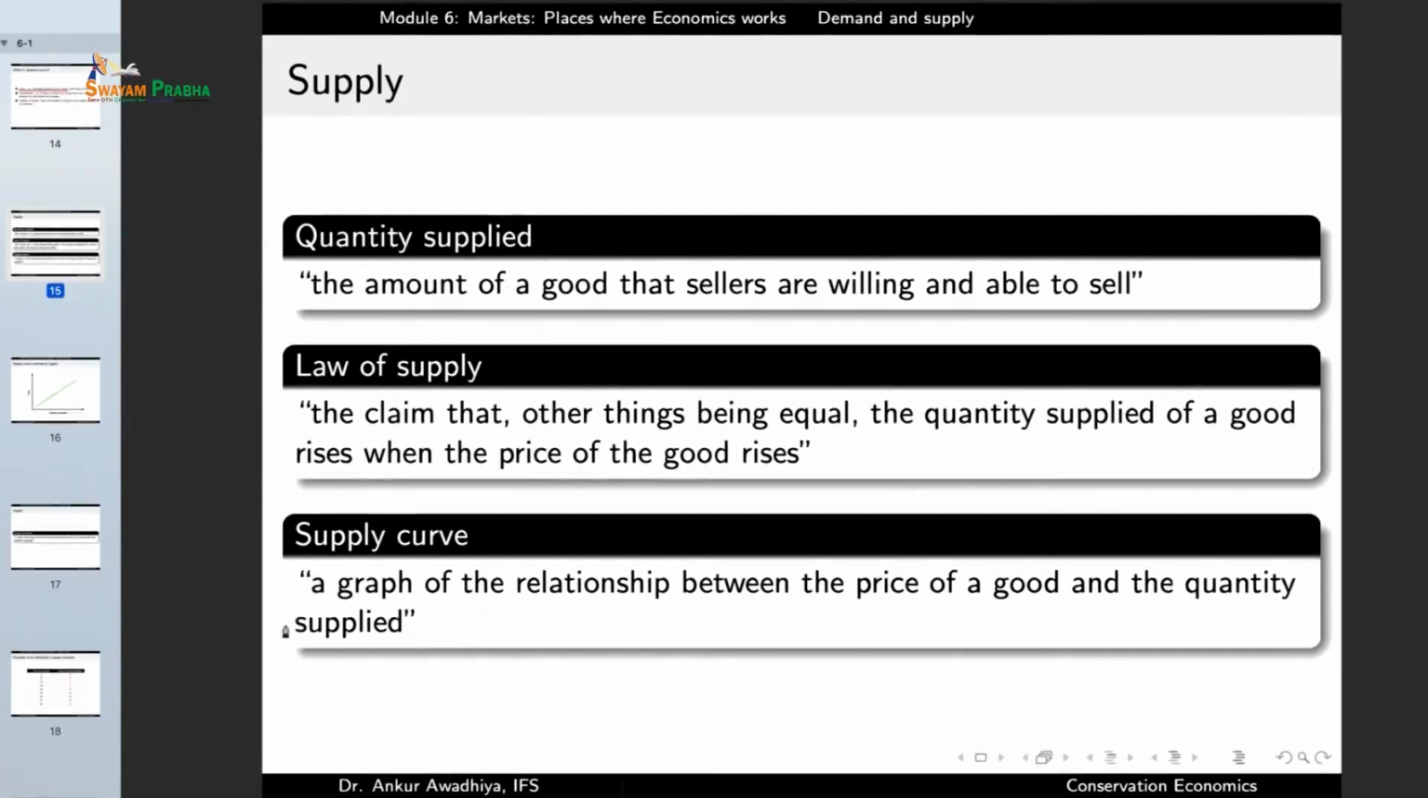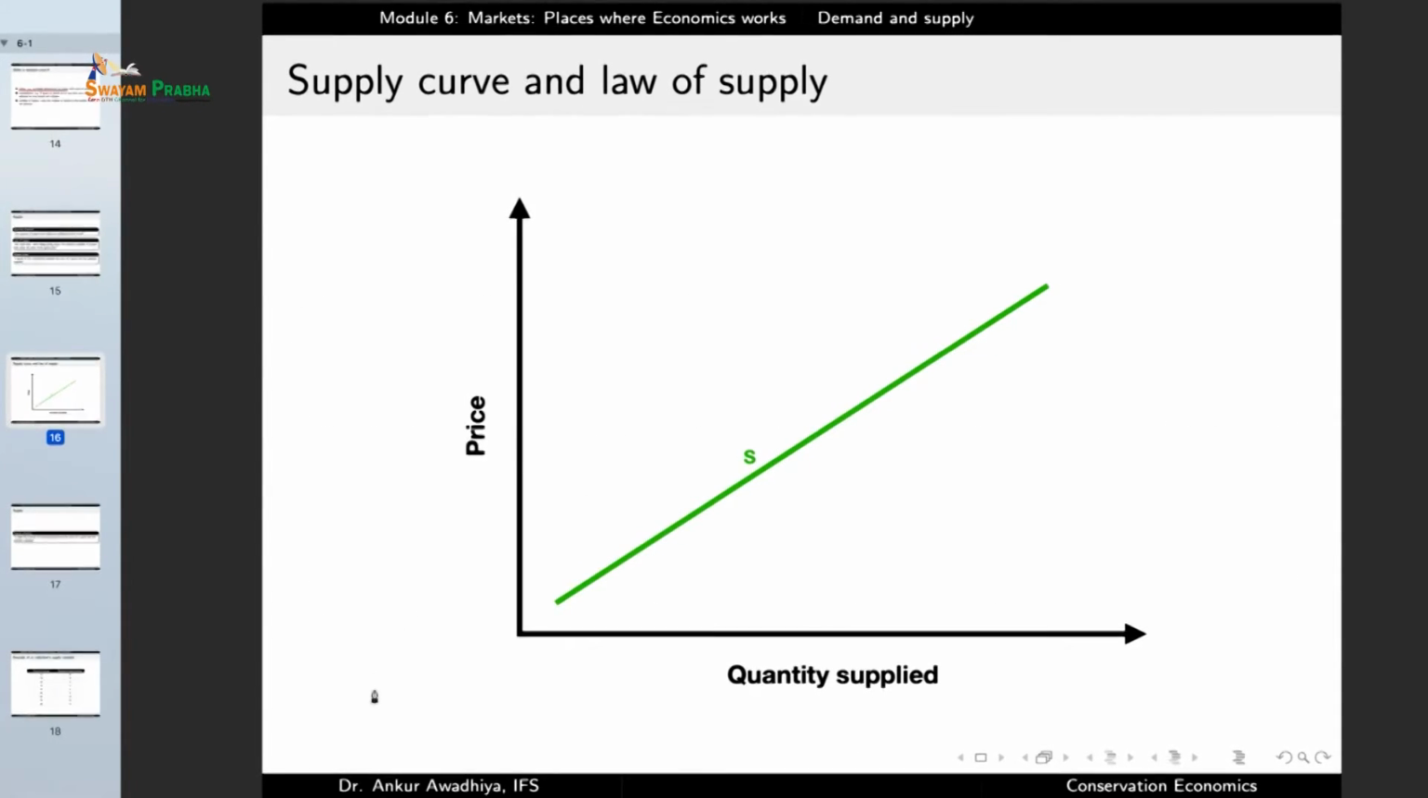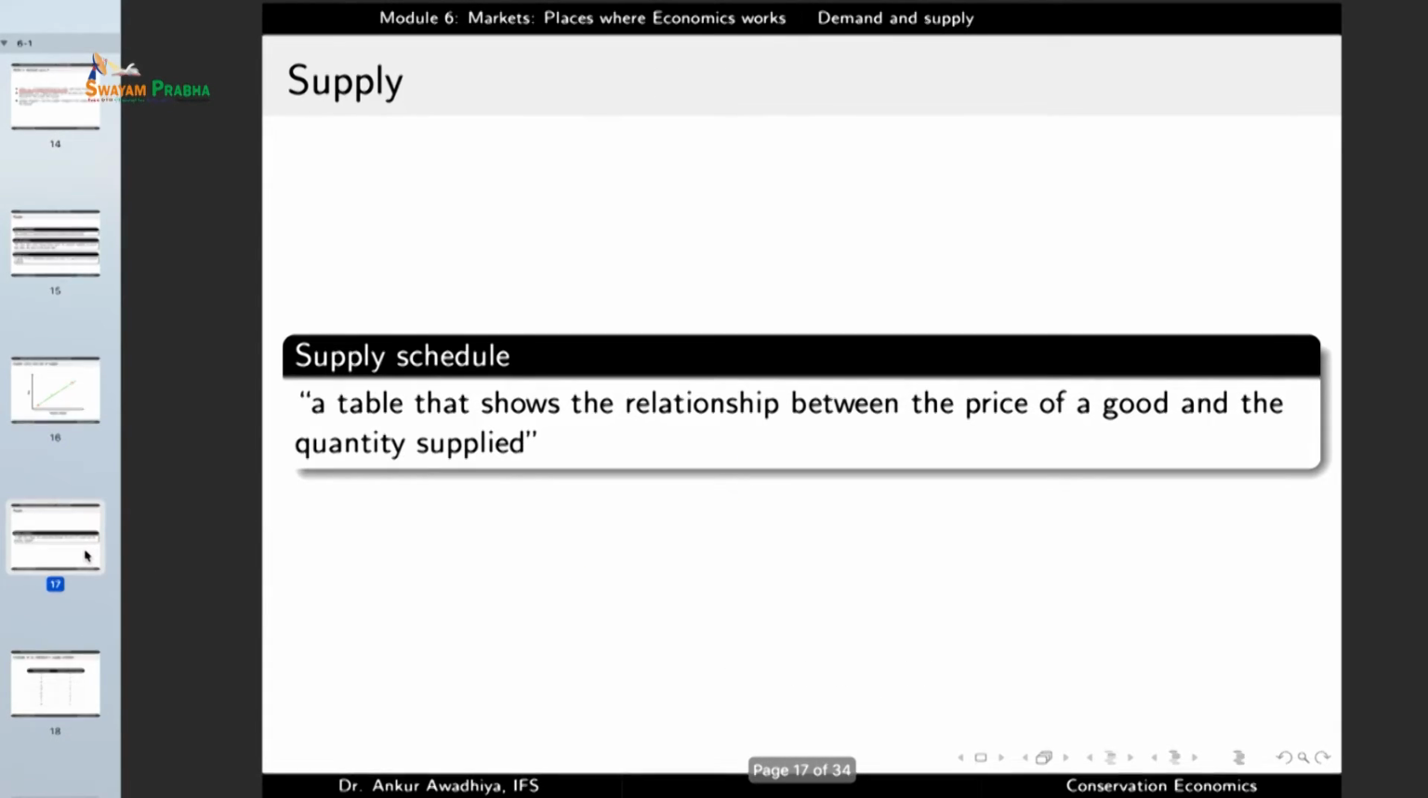And we can represent it through a supply curve, which is a graph of the relationship between the price of a good and the quantity that is supplied of the good. So this is the supply curve. When the price increases, so you are moving from say this point to this point. So when the price increases, the quantity that is supplied also increases. So this is the law of supply. We can represent the law of supply through the supply curve or through the supply schedule.